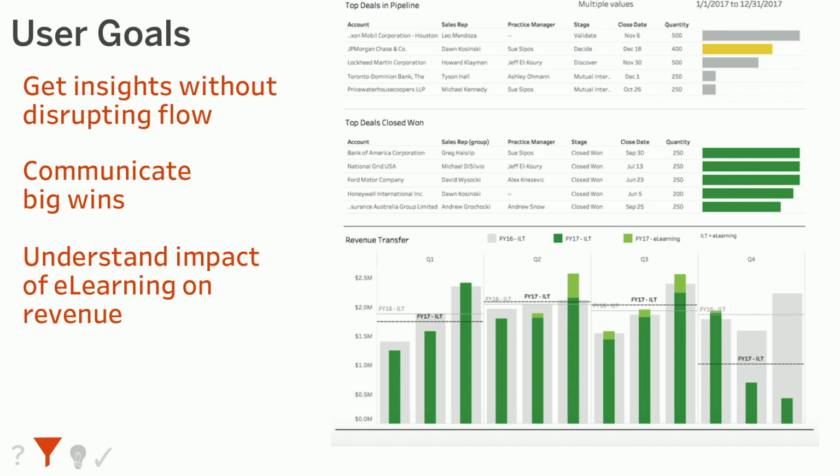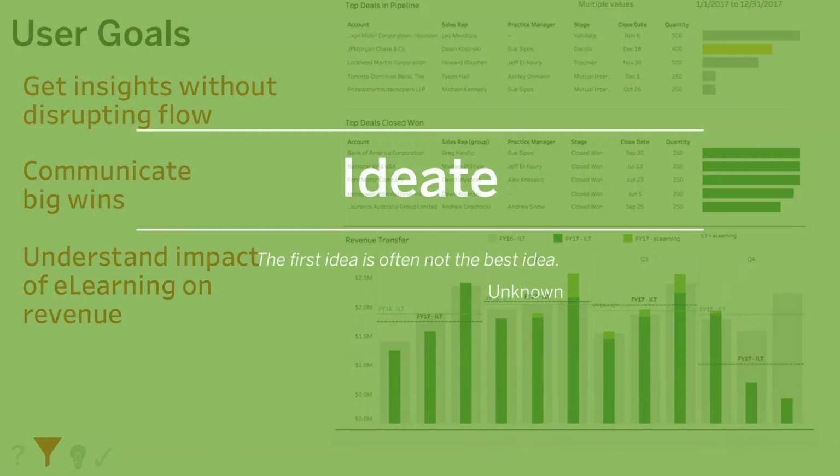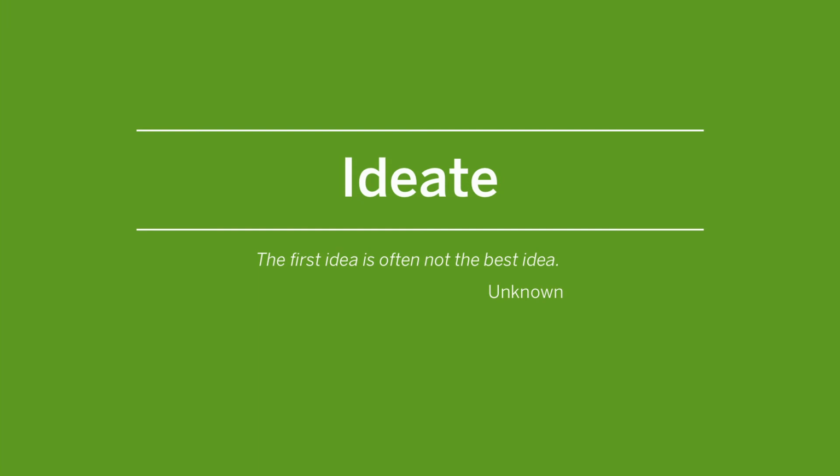So we came to some decisions about how we were addressing these goals by using ideation techniques. Which brings us to the next phase, ideate. Now this is probably the part of the process that you're all most comfortable with because you're probably going to be doing it in some form already if you use Tableau. But coming into this phase, we had a few clear goals for our dashboard. And when we ideate, we want to come up with a couple ways to address each of those goals.